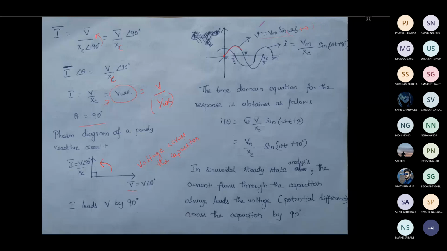Okay, then from this expression we can write the I magnitude. So I is equal to Vm divided by Xc. This is the magnitude, and it has a phase shift of 90 degrees, plus 90 degrees.